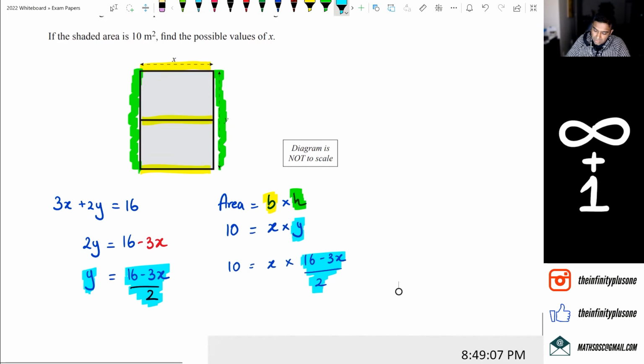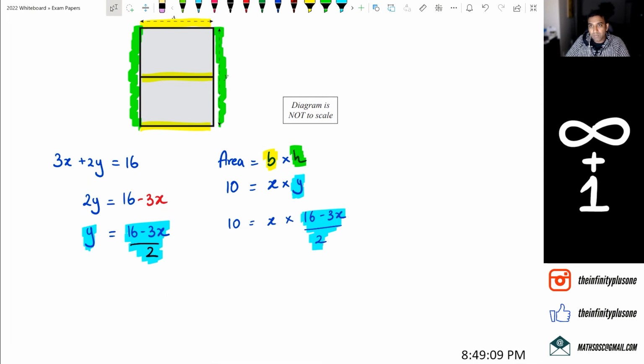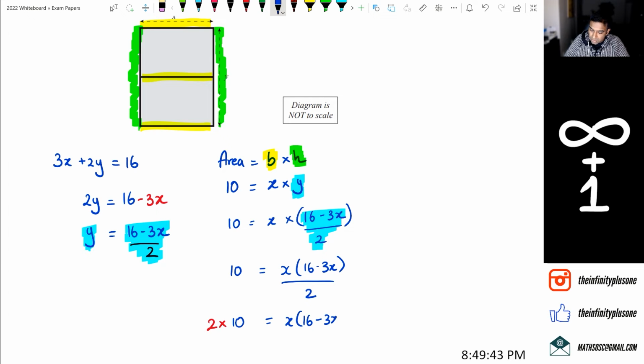So all I've done here is get rid of that y and replace it with (16 minus 3x) over 2. Now I'm going to manipulate this so I can make it into a nice quadratic equation. First, I'm going to put a bracket around 16 minus 3x and get rid of the 2. I'm going to do one extra step here. So I'm going to rewrite this as 10 equals x multiplied by (16 minus 3x) divided by 2. Now I'm going to bring the 2 over to the left-hand side, where it becomes 2 times 10 equals x times (16 minus 3x).